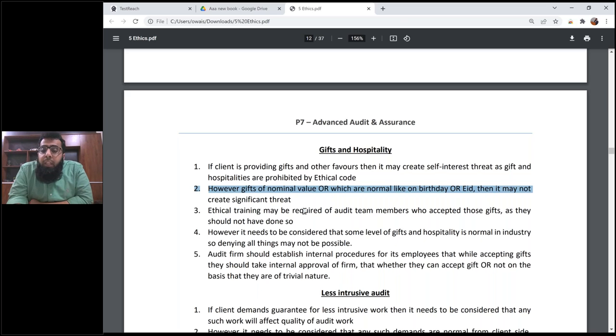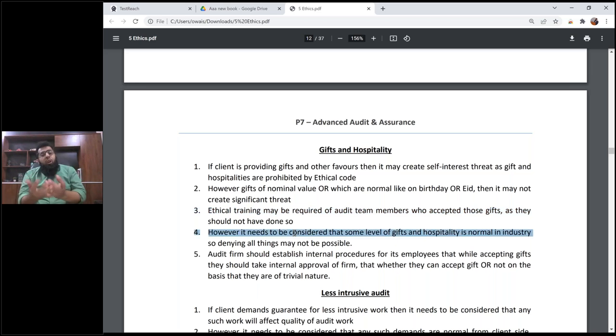Ethical training may be required of audit team members who accepted the gift. Then you can write that however, it needs to be considered that some level of gifts is normal in the industry. We can never be too strict. Okay, the audit firm should establish internal procedures for its employees that while accepting a gift, they should take approval.